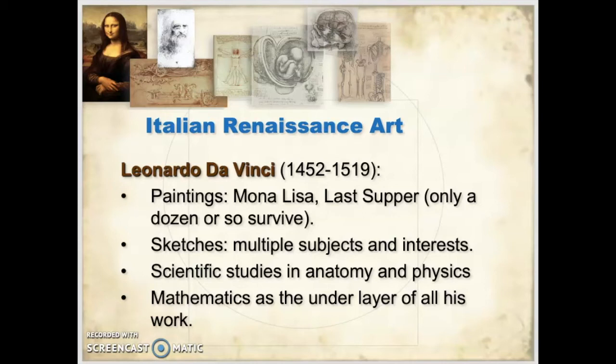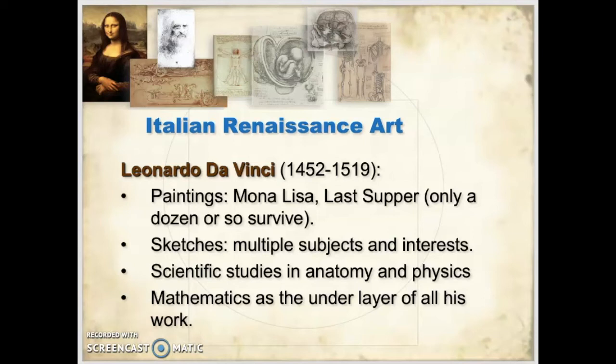I think there are only about 12 of them that we still have of Da Vinci's paintings. You'd think you'd have more since he's most famous for his paintings. But the Mona Lisa is one, The Last Supper, featuring Jesus and the apostles, portraying that last meal that they had before Jesus' crucifixion. So only a few of them survive, but he's known for his paintings. He's also known for his sketches, and he had multiple interests and subjects.